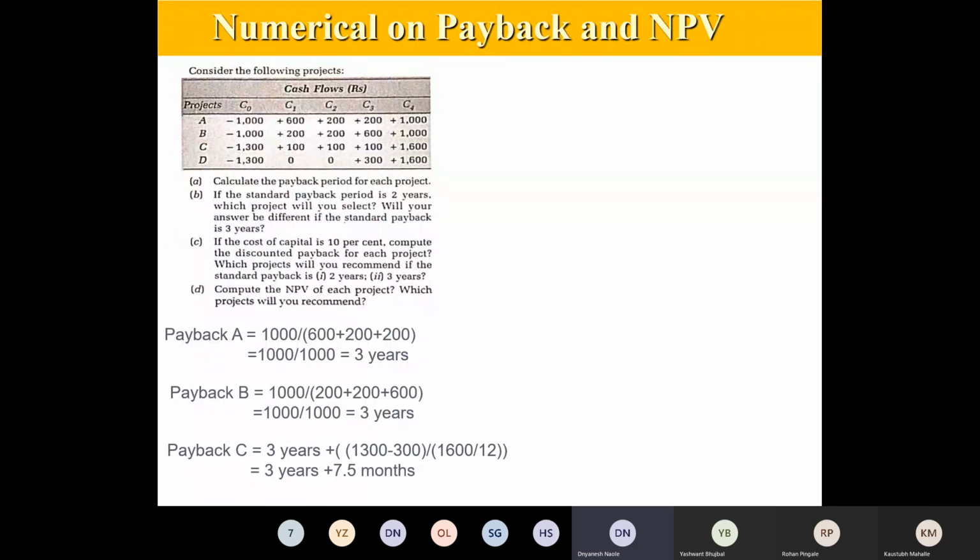That means 300 rupees have been covered in the first 3 years, and in the fourth year the cash inflow is 1,600. But we require only 1,000 out of that. So if you assume the 1,600 is achieved uniformly throughout the year, then per month the inflow is 1,600 by 12. That will be used to divide the remaining amount, that is 1,000 rupees. So it comes to 3 years, 7.5 months.